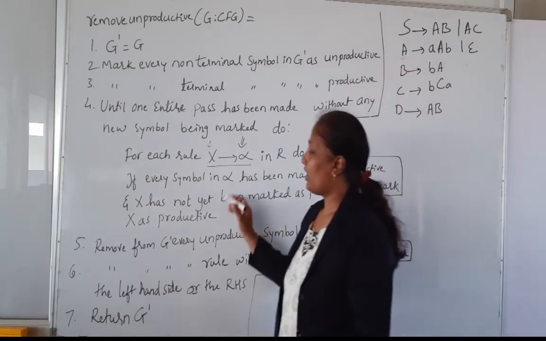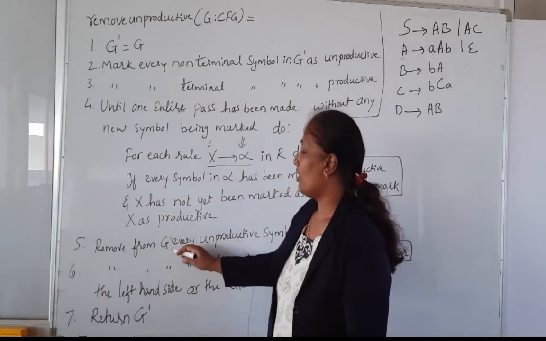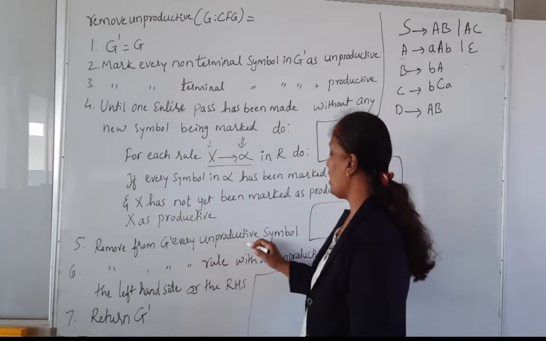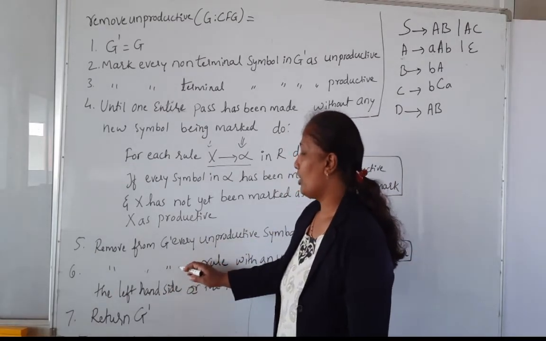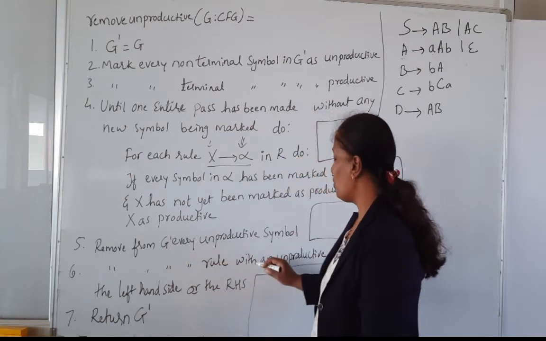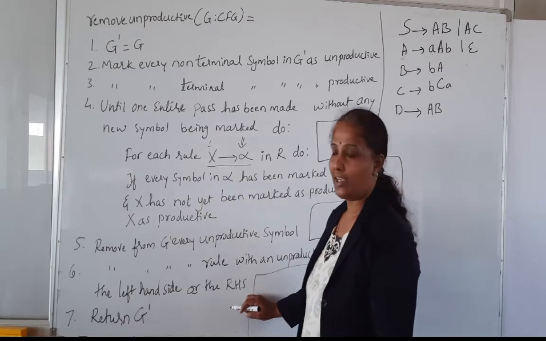Next, after you mark all that, you are going to remove from the grammar G dash every unproductive symbol. Next, you are going to remove from G dash every rule with an unproductive symbol on either the left hand side or the right hand side.